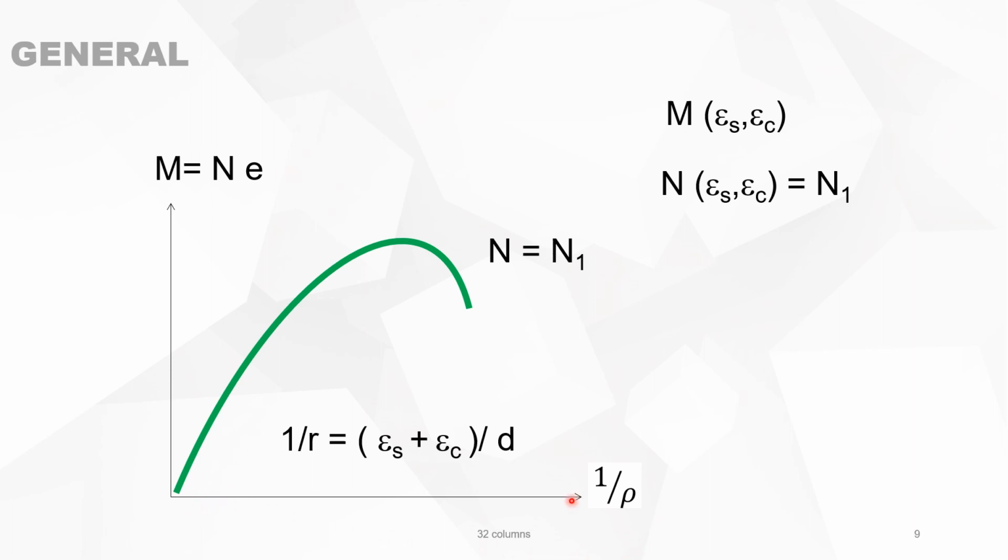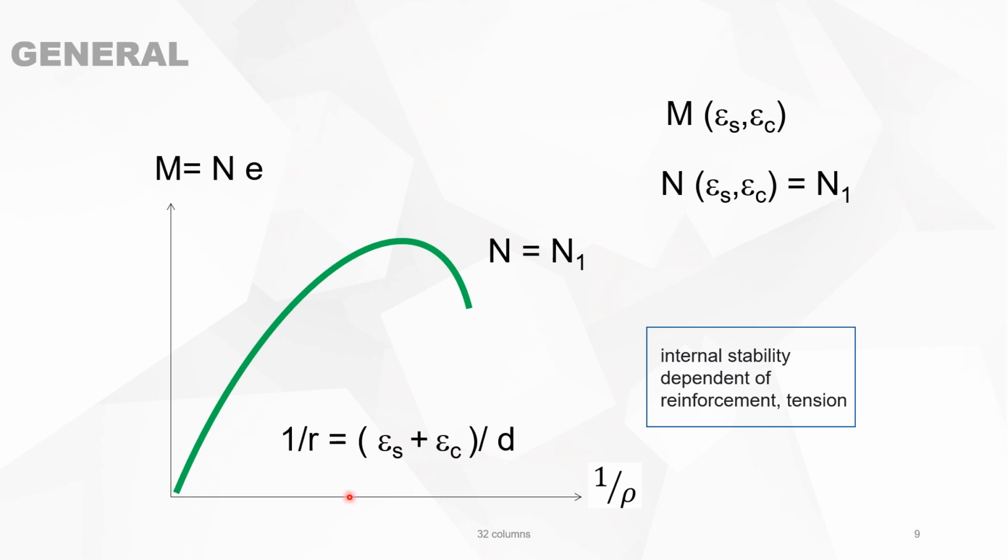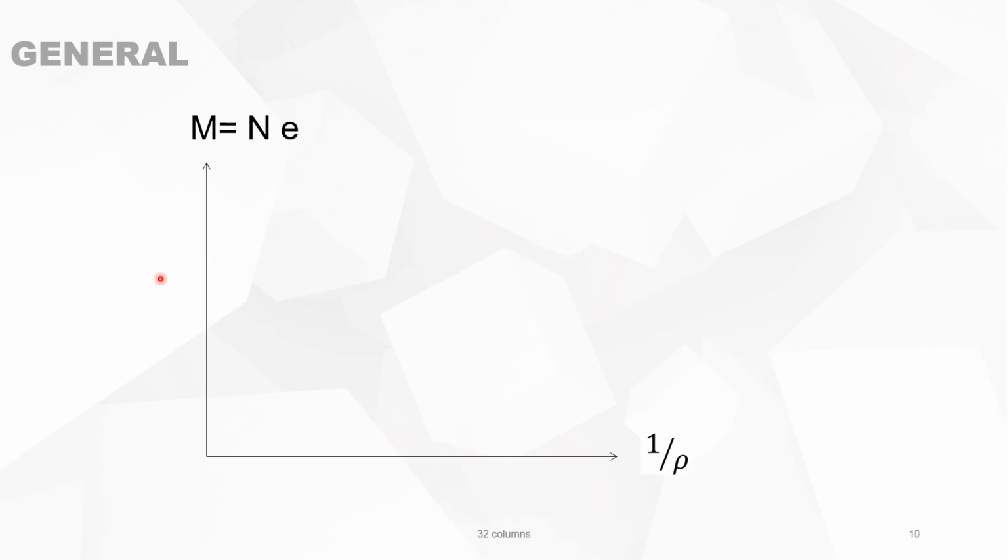The curvature 1 over r is equal to 1 over rho. The curvature equals, like we have seen, the strain divided by the distance to the neutral axis, but here we have taken the total strain, so we have to take d. It means now that the internal stability depends, of course, on the reinforcement and the stress.